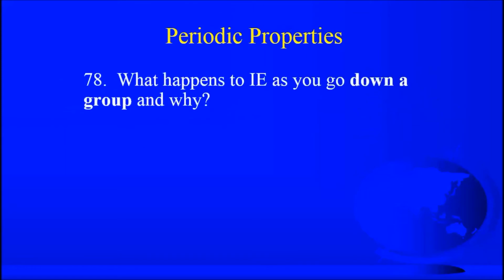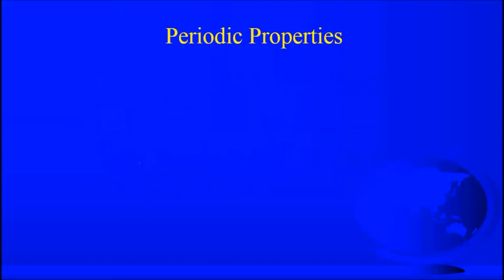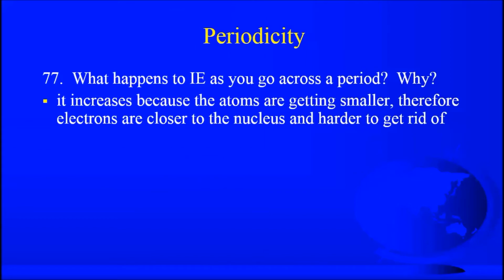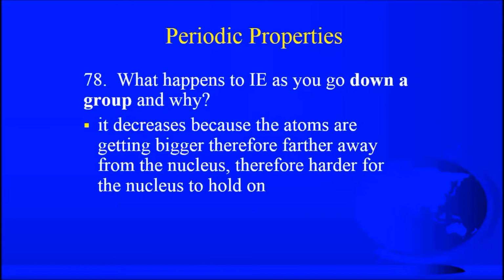All right. What happens to ionization energy as you go down a group? It decreases. Harder to get rid of. It decreases because the atoms are getting bigger, therefore farther away from the nucleus, therefore harder for the nucleus to hold on to.